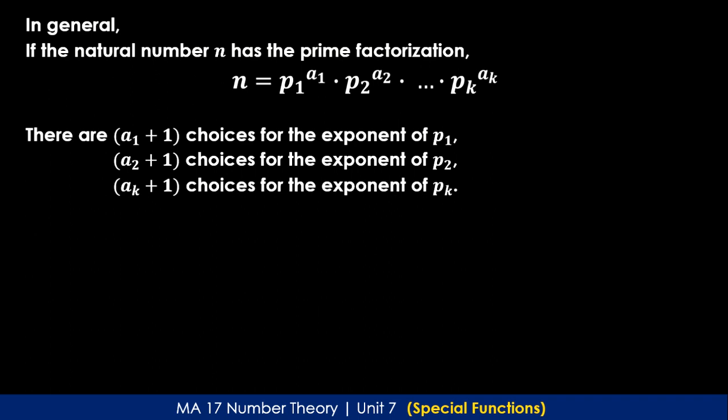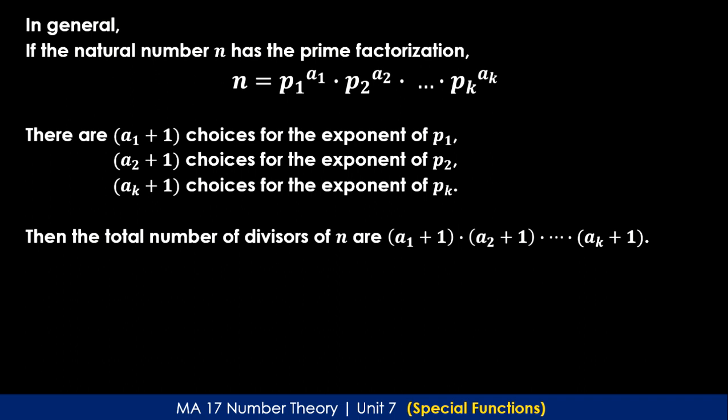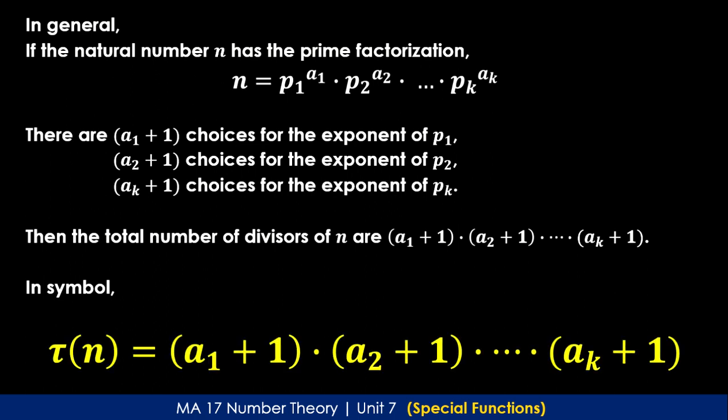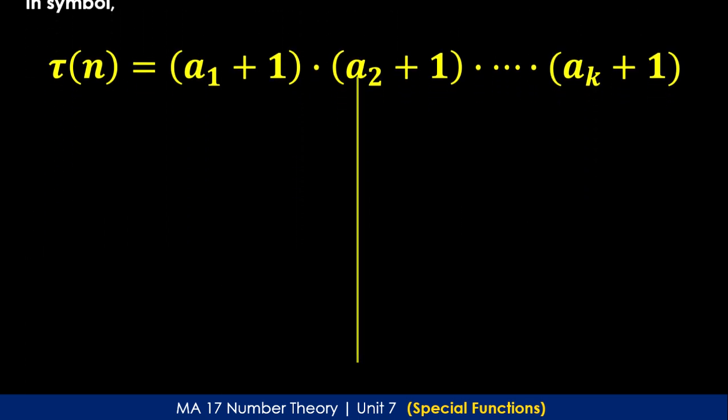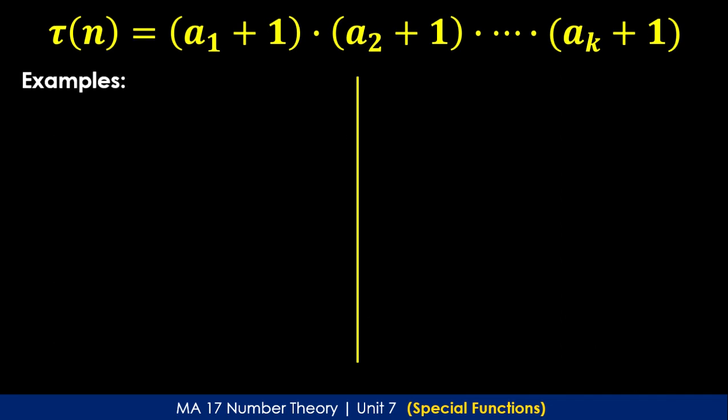In general, the total number of divisors of n is this. In symbols, we have the formula: tau of n is equal to, again, all you need to do is to look at the exponents of those prime factors. So we have a sub 1 plus 1 times a sub 2 plus 1 times up until a sub k plus 1. We're going to utilize this formula to identify the tau of n, or the number of positive divisors of the given number. So let's go back to the number 12.